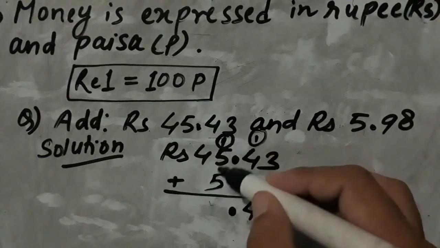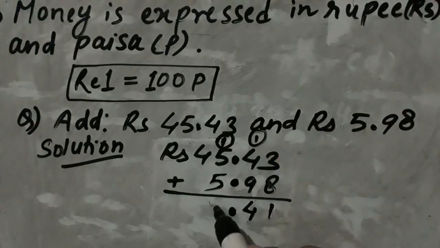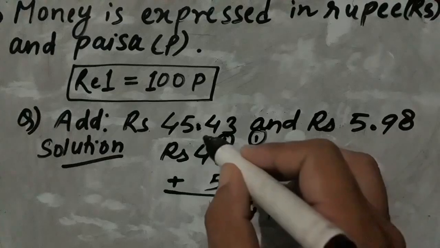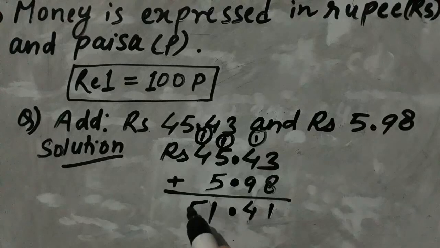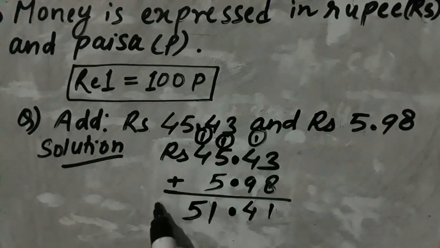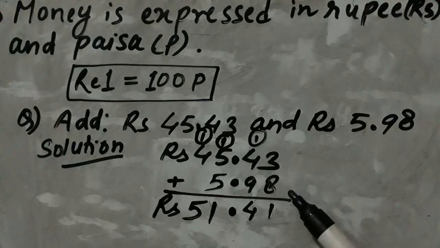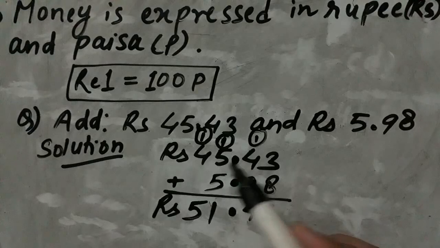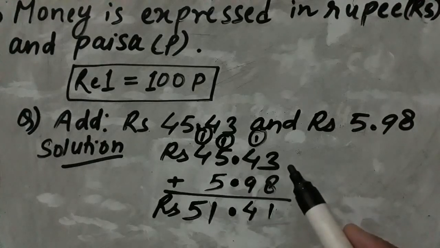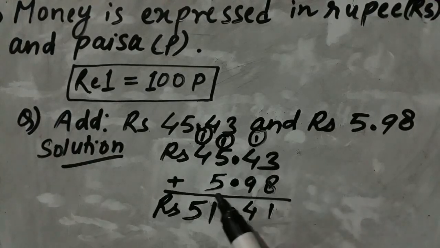And then we are supposed to perform addition. So now 1 plus 5 is 6. 6 plus 5 is 11. Now again 1 will be carry over. So now 1 plus 4 is 5. Now rupees will be rupees. So in this way we have added 45.43 and 5.98, which means 45 rupees 43 paisa and 5 rupees 98 paisa.